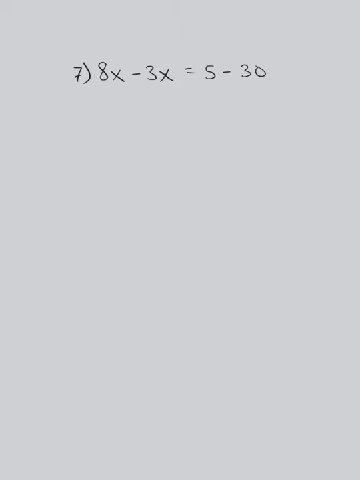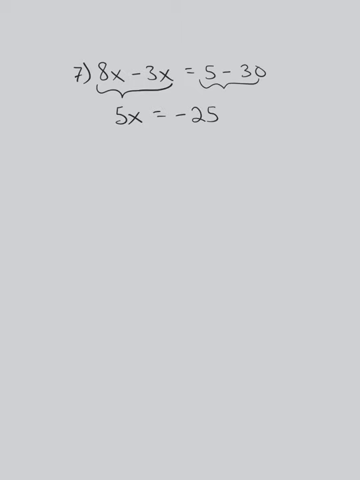All right, let's do one more example, and then I think we'll be good. So here I have this equation. What's a little bit different about this equation is that over on my left side I have like terms, and over on my right side I have like terms. So I want to collect like terms first, i.e. simplify each side. Here I have 8x minus 3x, that's 5x. And over on my right side, I have 5 minus 30, which is negative 25.